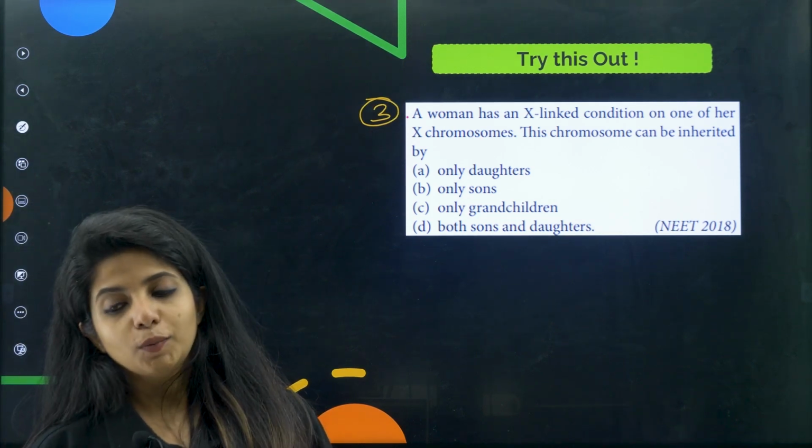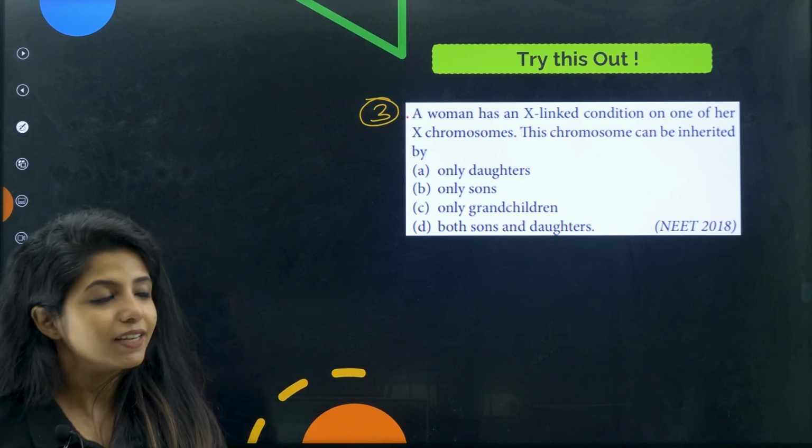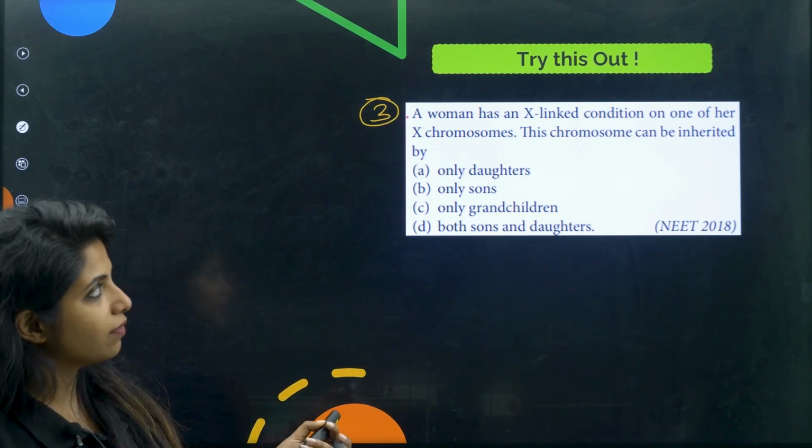You have to try it out by yourself and do let me know the answer. This came in NEET 2018. At last we will be solving this.